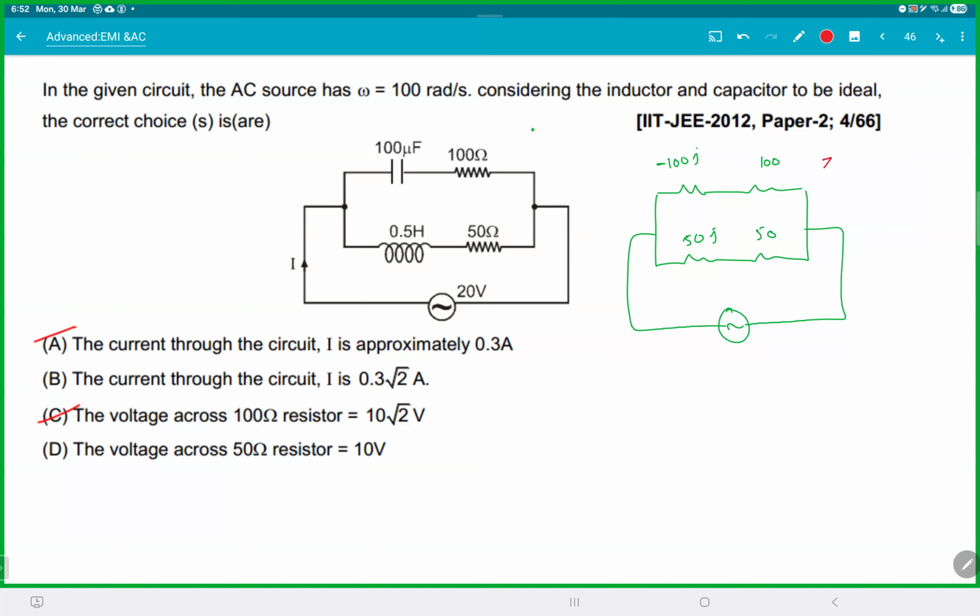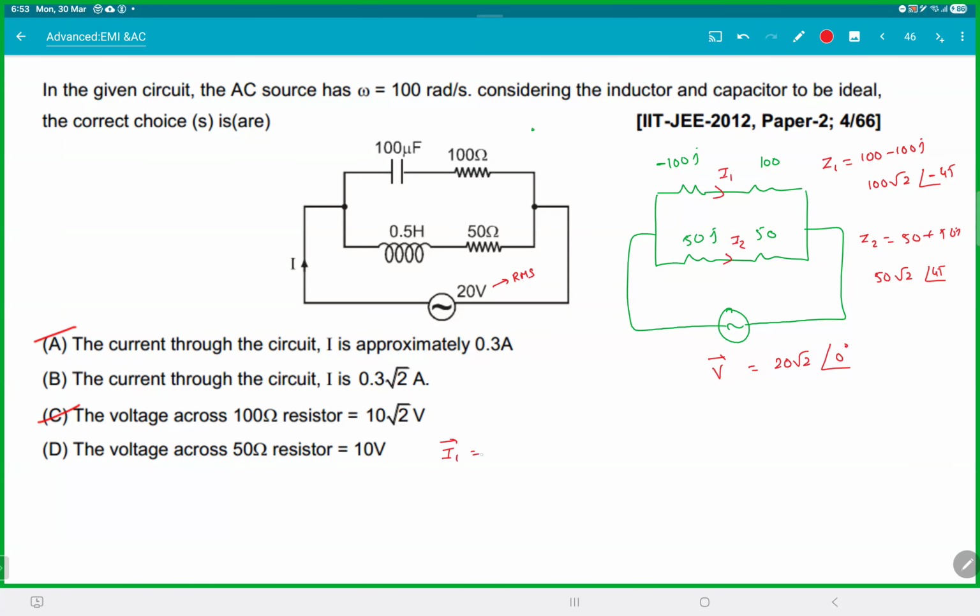So if I take the top one as Z1, that would be 100 minus 100J, which is 100 root 2 angle minus 45. Z2 will be 50 plus 50J, 50 root 2 angle 45. The voltage phasor, remember, this thing is RMS. So your phasor must be 20 root 2 angle 0. You're done. You'll get whatever you want. This is I1. This is I2.